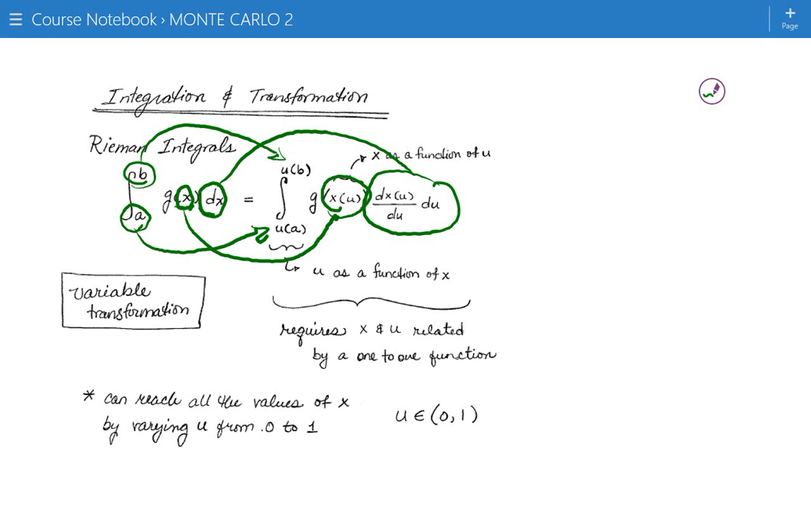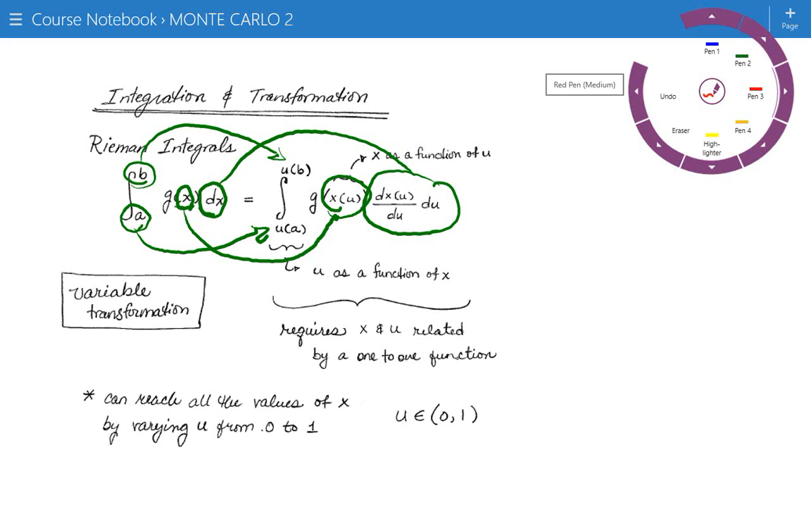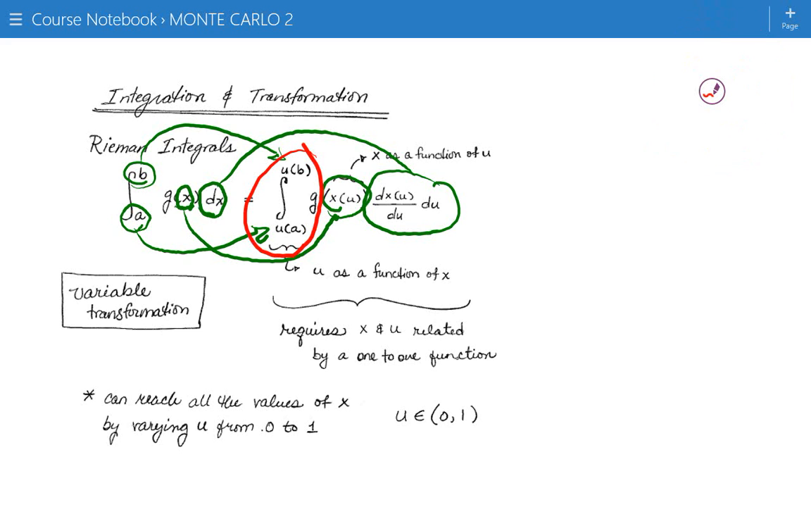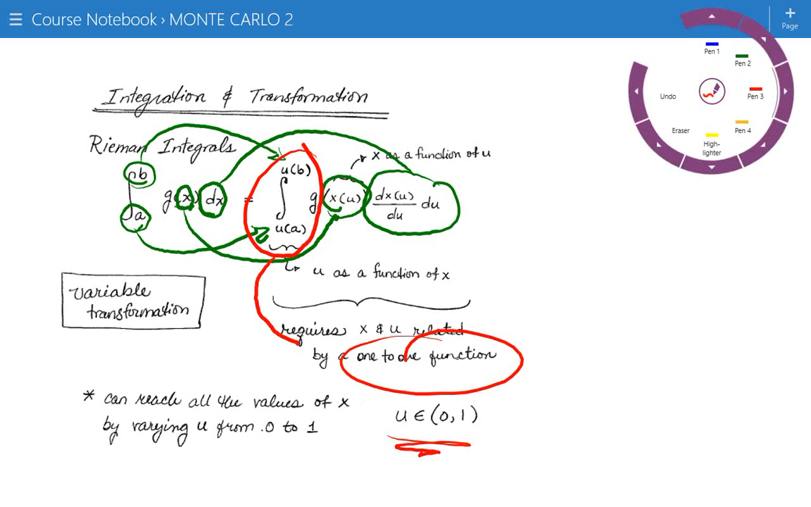In order to do this, and it's essential actually across the board, we need to have a one-to-one function. So this is the case where x and u are related with a one-to-one function. And of particular interest for us, we are going to use u as a variable defined on the unit interval from 0 to 1. That's going to be the main use of this technique for our purposes.